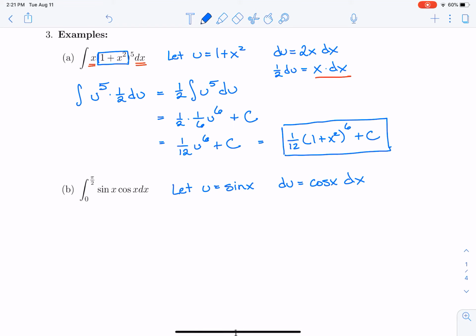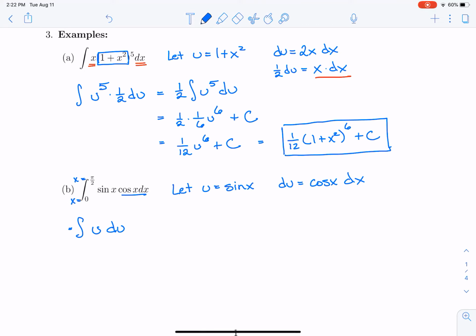And now if I substitute, I'm going to get the integral of, now sine x is u, and then cosine x dx, well, that's going to just be du. So this is the integral of just u du. Now here I have limits of integration. They're x equals 0 and x equals pi over 2. So I want to rewrite these using u.